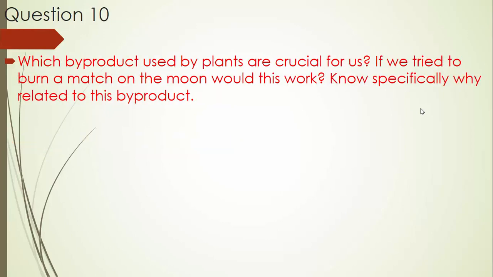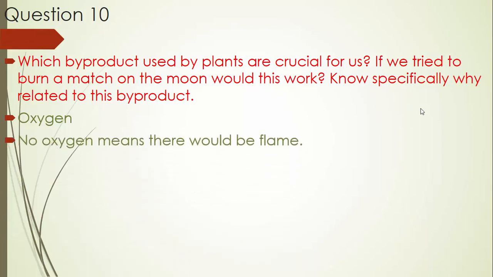Number 10, which byproduct used by plants are crucial for us? If we tried to burn a match on the moon, would this work? Know specifically why related to this byproduct. So the byproduct plants give off that are crucial for us is oxygen. We need to breathe oxygen to release the ATP stored in food. No oxygen means there would be no flame. It says would be flame. It should say no flame. There is no flame. You need oxygen for a flame to burn. That's a critical error that I made. So there would be no flame.